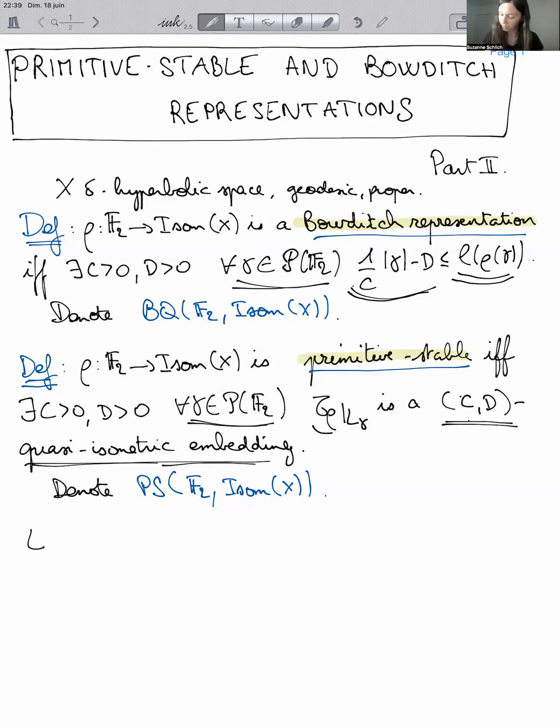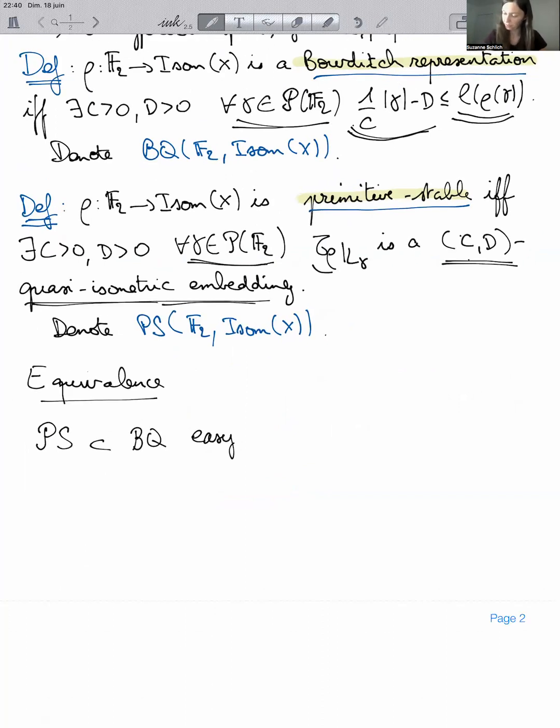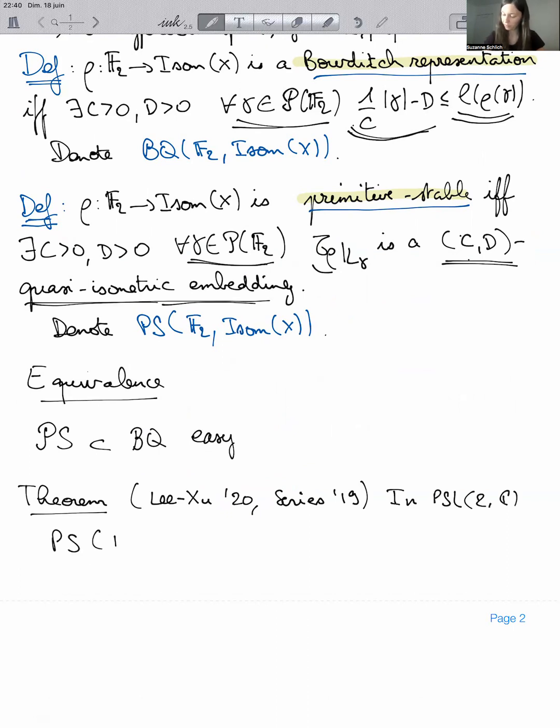So now I would like to talk about the equivalence. It's not hard to check that primitive stable representations are in particular Bowditch representations. You can look at the definitions and convince yourself. Minsky already noticed that when he defined primitive stable representations. But to have the converse, we have to wait a little. This is a theorem by Lee and Xu, and independently by Series. This is a theorem in PSL2(C): primitive stable representations of F2 in PSL2(C) are the same as Bowditch representations.